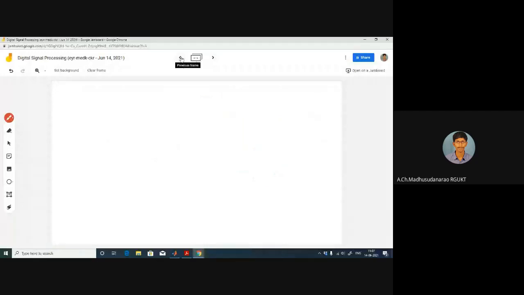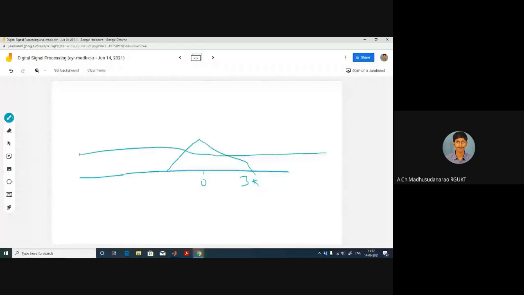Suppose my signal is from 0 to 3 kilohertz. This is my signal, and my noise is from 0 to 20 kilohertz. For example, this is my noise. It's a noise spectrum. This is my signal spectrum. This corresponds to my noise spectrum. This is from 0 to 20 kilohertz. Can I remove this noise totally?